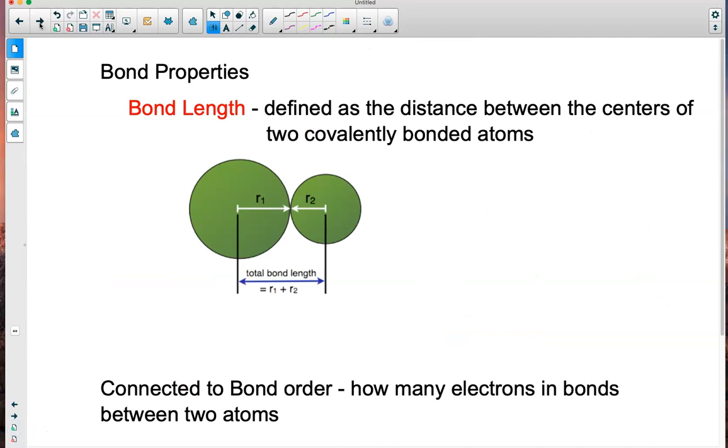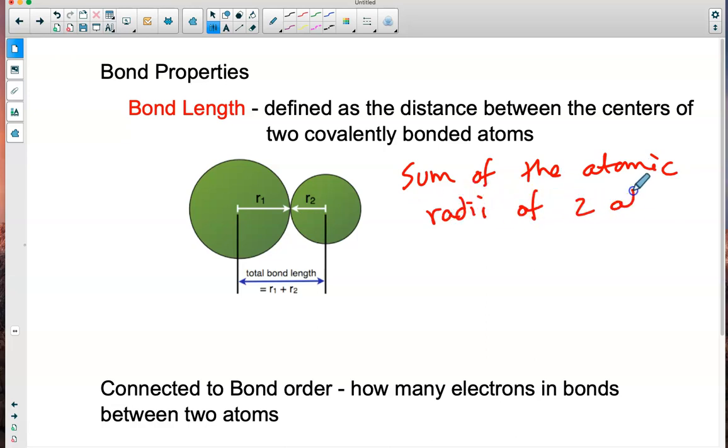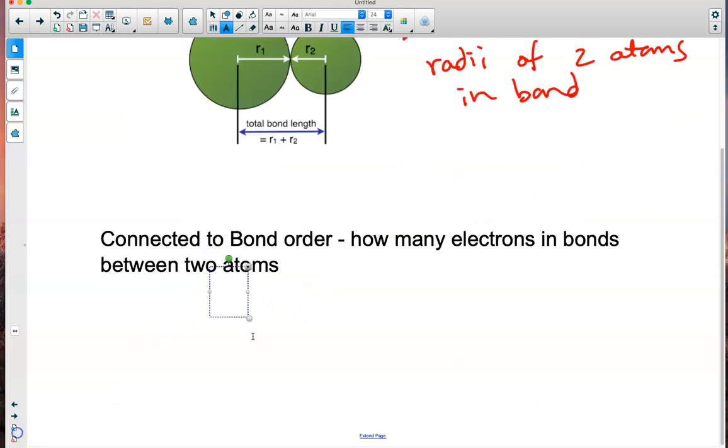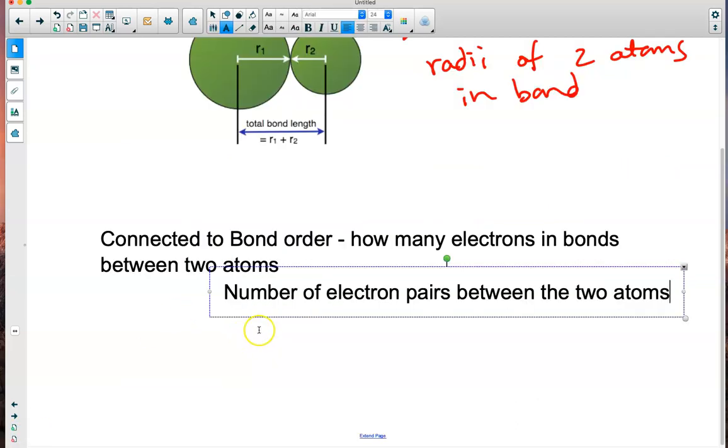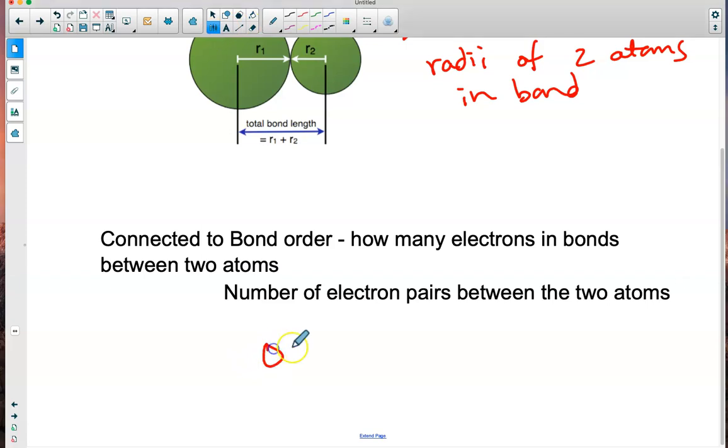Okay, so now let's talk about some bond properties, and we'll start by looking at the bond length, which is defined as the distance between the centers of 2 covalently bonded atoms. So really this is the sum of the atomic radii of the 2 atoms in the bond. And this bond length is very much connected to the bond order. Specifically, the bond order is how many electron pairs are between 2 atoms. So if I look at my oxygen atom that we've looked at before, it's got 2 bonds, so that's a bond order of 2.